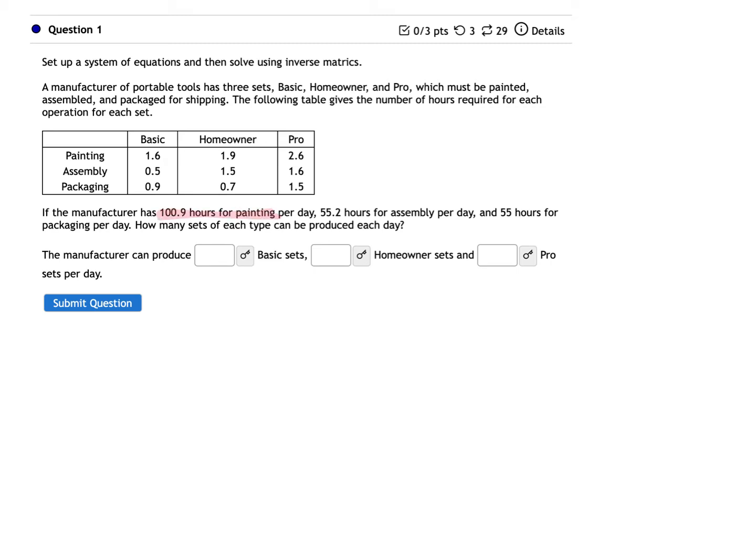And so the manufacturer has 100.9 hours for painting, 55.2 hours for assembly, and 55 hours for packaging. So we're going to write our matrix. 1.6, 1.9, 2.6, so I got that directly from the chart. That's all dealing with painting, and so then I'm going to finish it off with the information for the painting, 100.9, as my solution column.